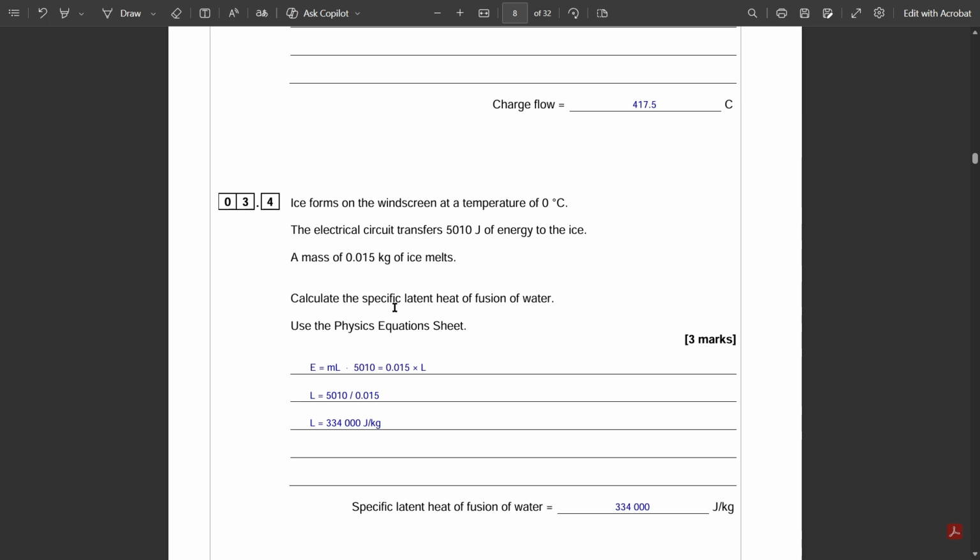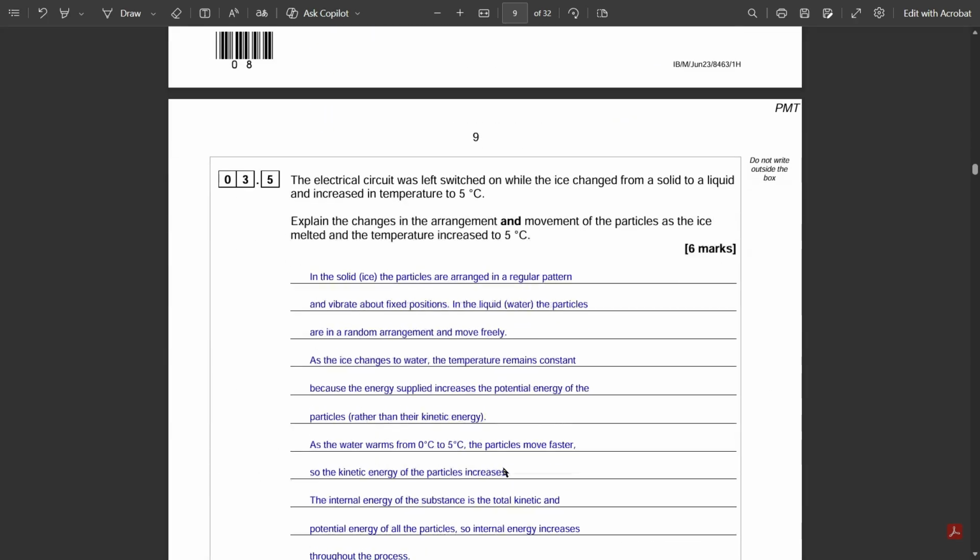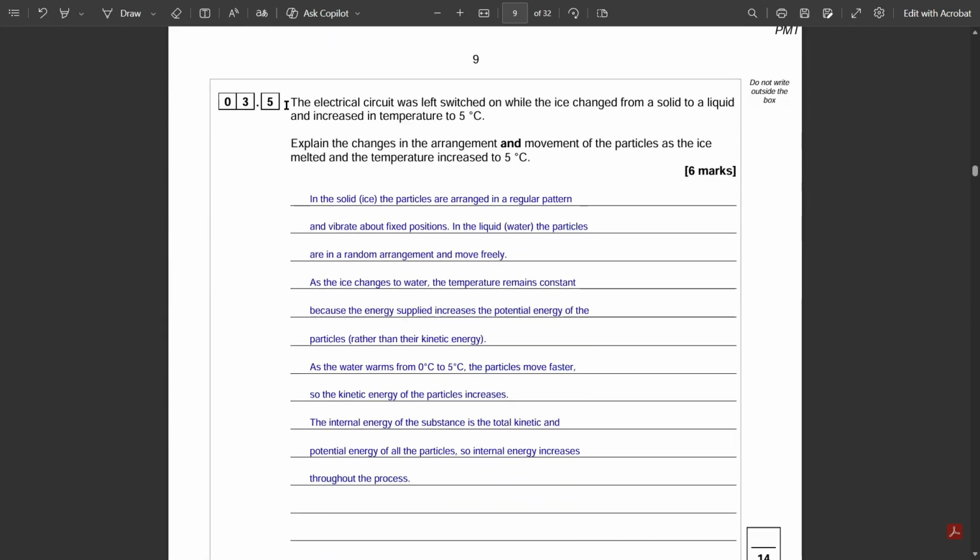We're meant to calculate the specific latent heat of fusion of water, and we're meant to use the physics equation sheet. So once again, it's just plugging into the formula we get from the equation sheet. Energy equals mass times latent heat of fusion. We then simply plug the numbers in and rearrange, and we get a specific latent heat of fusion of water being 334,000 joules per kilogram.